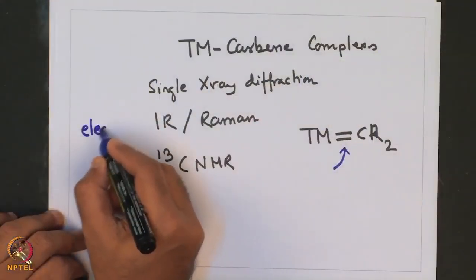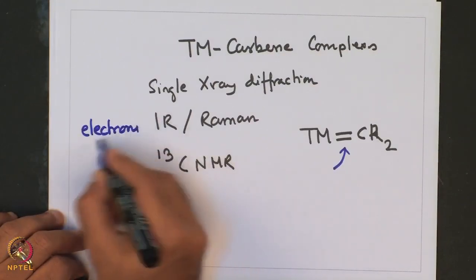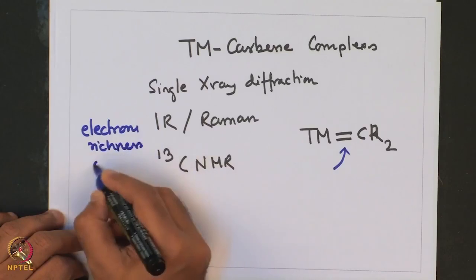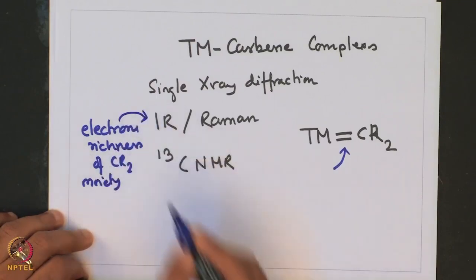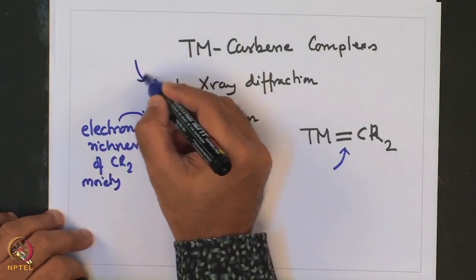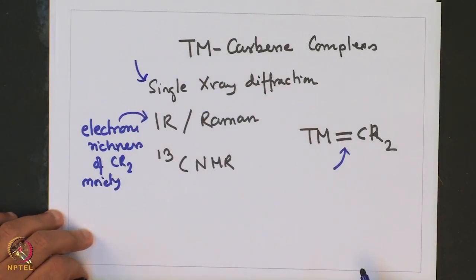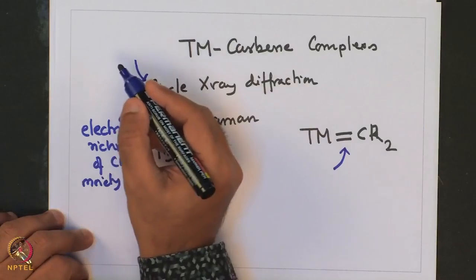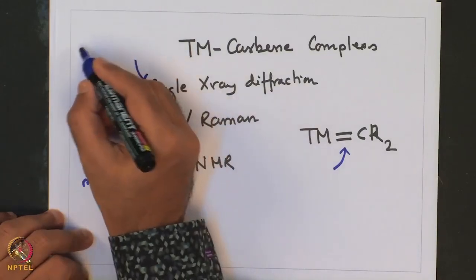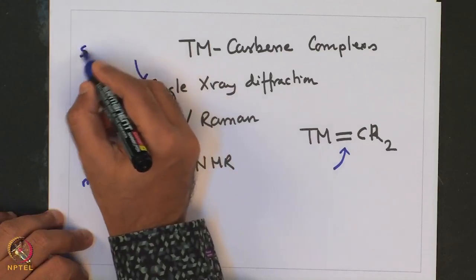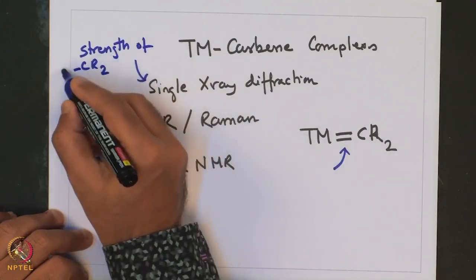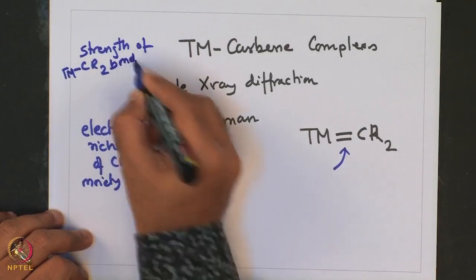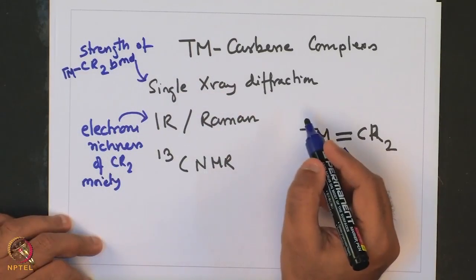These threw light on the electron richness of the Cr-CO moiety bound to a transition metal. The bond length from X-ray similarly gave ideas on the strength of the transition metal carbene bond, which we had seen in terms of it being multiply bonded with a shorter bond length.